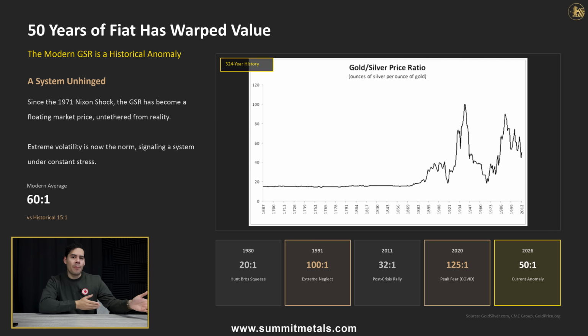Now, if you refer back to previous slides, I mentioned that it's not that gold is more expensive, it's that the dollar is cheaper. So what can we say about silver when it's pegged against gold? We've seen the extremes, like a 100 to 1 ratio in 1991, and a shocking 125 to 1 during COVID in 2020. Even after silver's recent rally, the current ratio of 50 to 1 is still 3 times, if not 4 times higher than the 5,000-year historical average. Is the market telling us that silver remains dramatically undervalued relative to gold?